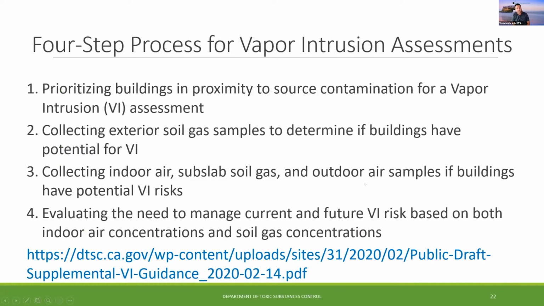From the 4-step process from our 2020 draft supplemental vapor intrusion guidance, we've run through the process for the police credit union offsite properties and prioritizing buildings in proximity to the source contamination for a VI assessment. Exterior soil gas samples were collected to determine if the buildings have potential for vapor intrusion. Indoor air, outdoor air were collected to evaluate potential VI risks, and they were collected in 2 different sampling events.